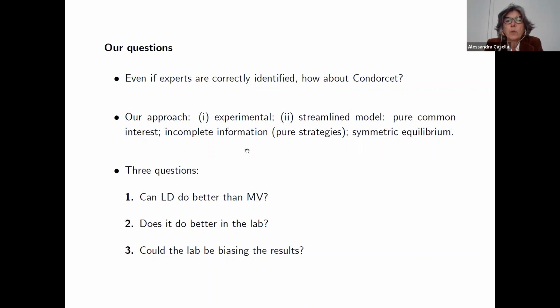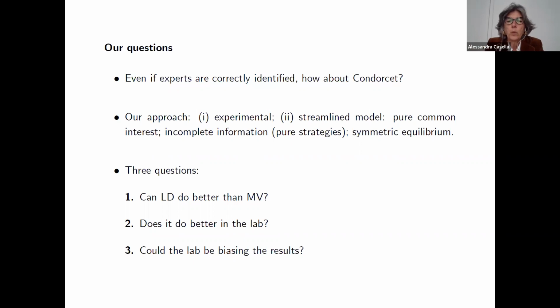As I said, we will look at an experiment. We built an extremely streamlined model, very, very simple, just focusing on this one question. Therefore, our model will have pure common interest. It will have incomplete information so that equilibria are in pure strategies, and it will look at asymmetric equilibrium. Completely canonical model. And we ask 3 questions.